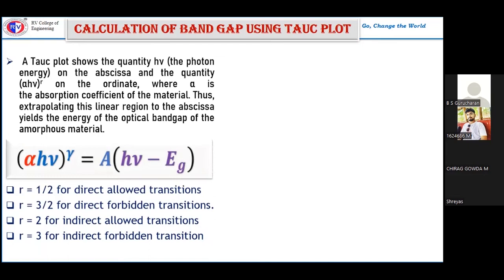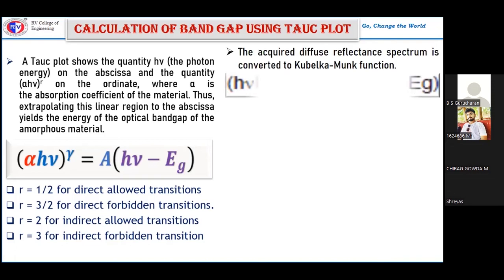Here, alpha h nu represents the product of the coefficient of absorbance and the energy of the photon, and gamma is different for different transitions, as we have discussed in the previous slides. Then the conduction may undergo a direct transition or an indirect transition. Based on that, the gamma value changes. Next, please. Here A is also a constant and h nu is nothing but the energy of the photon.